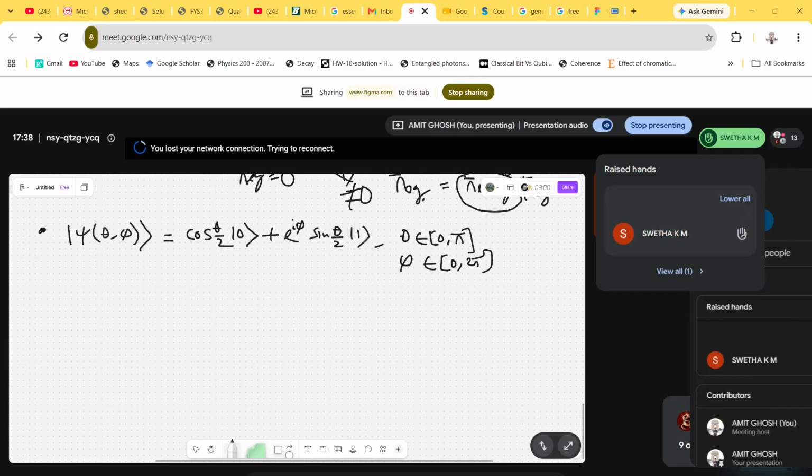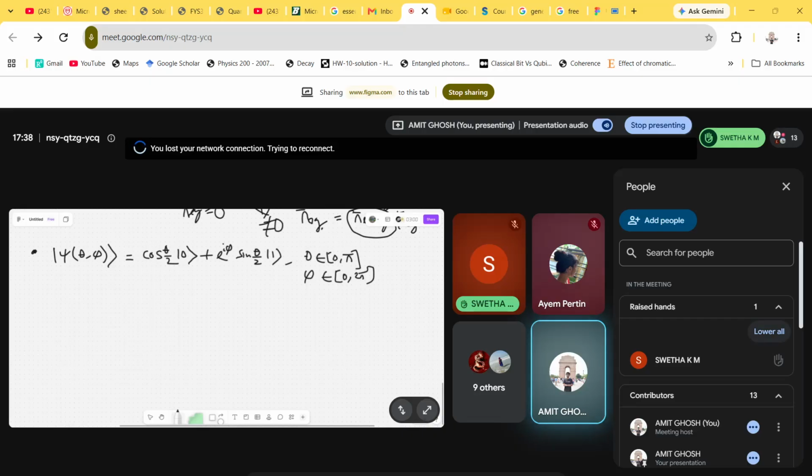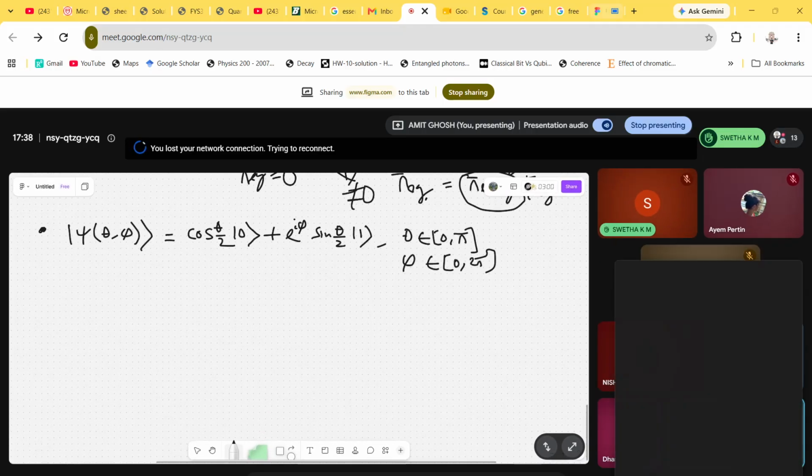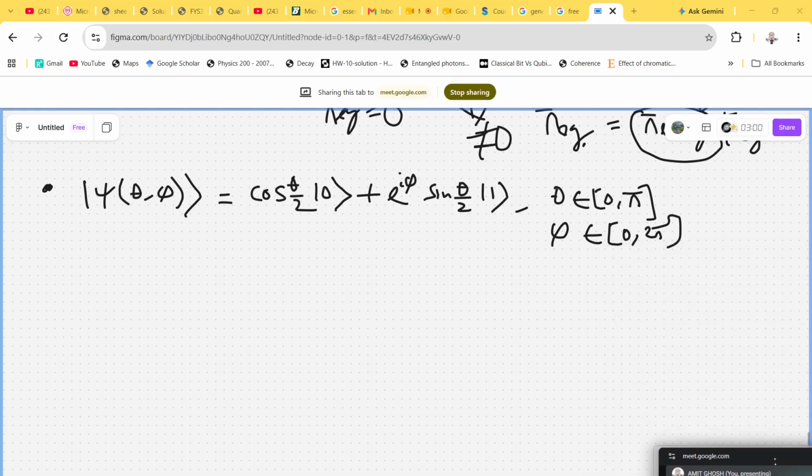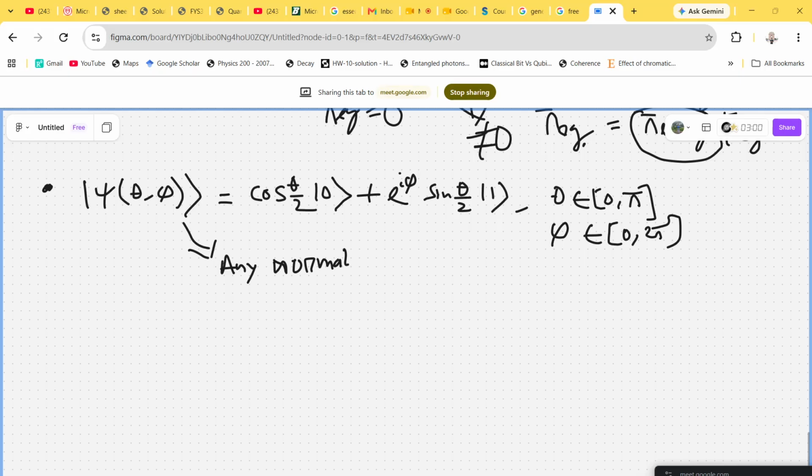So this is any normalized qubit state, right? This is the expression for any normalized qubit state.